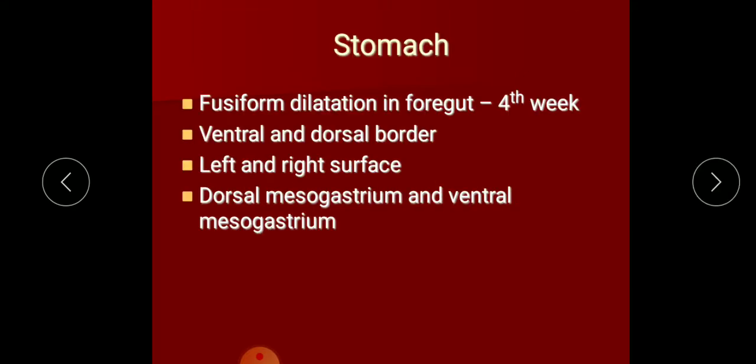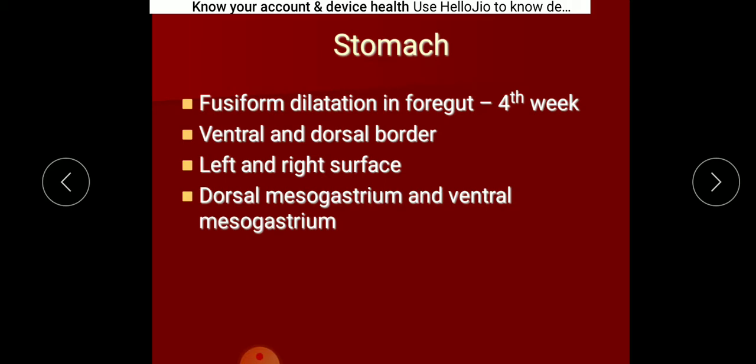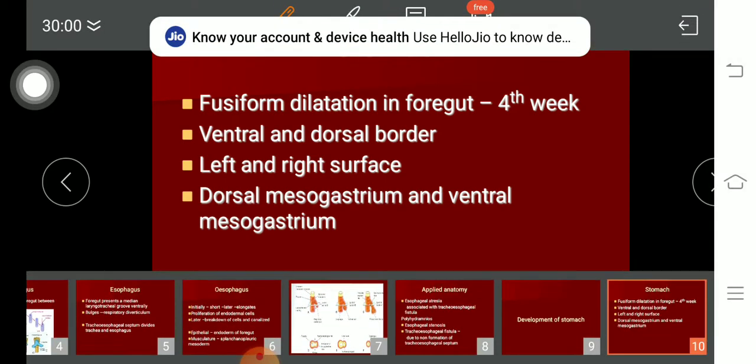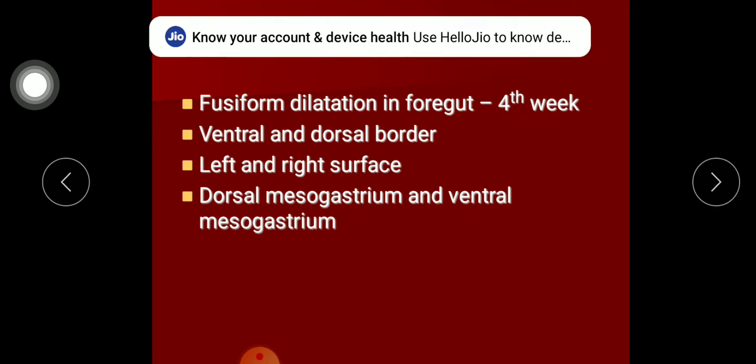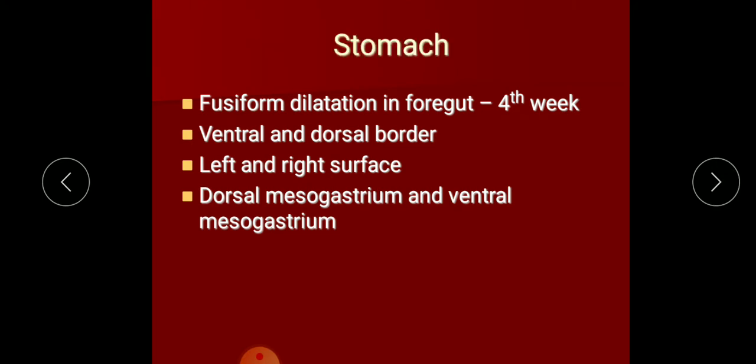So stomach, of course, is a derivative of foregut. Actually you find a fusiform dilatation in the foregut. To be more precise, it is in the 4th week of intrauterine life. In the initial presentation, in that fusiform dilatation, you find it will have a ventral border. Behind you find a dorsal border. If there is a ventral border and dorsal border, you should have a right surface and a left surface. Plus you find dorsal mesogastrium and ventral mesogastrium.